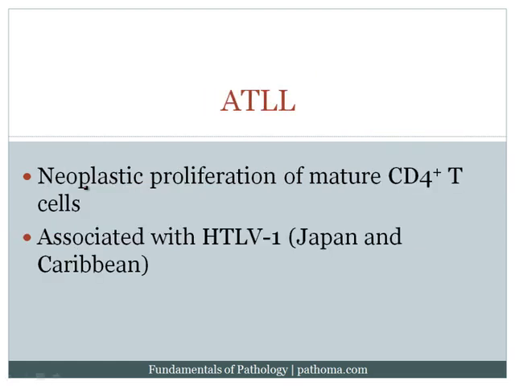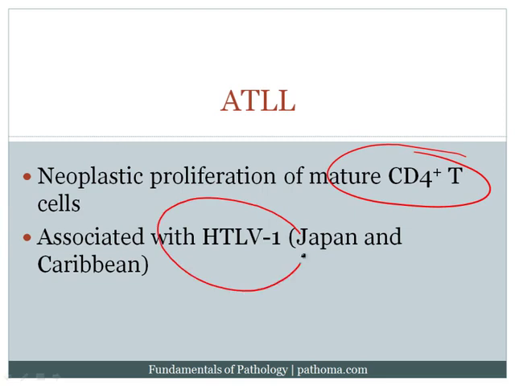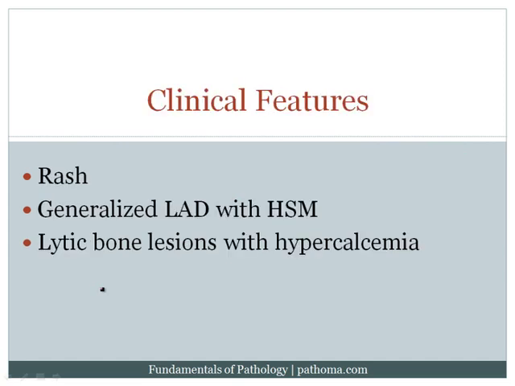cells. Another important chronic leukemia to be familiar with is ATLL, adult T-cell leukemia lymphoma. This is a neoplastic proliferation of mature CD4 positive T cells, classically associated, very high yield, with HTLV-1, human T-cell leukemia virus 1. And this virus is particularly seen in Japan and in the Caribbean, and that is important to know as well. Clinically, these patients present with rash.